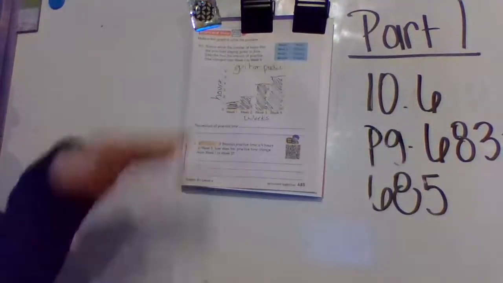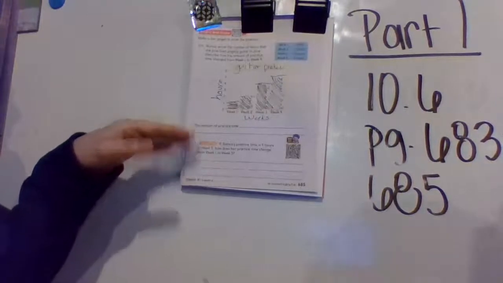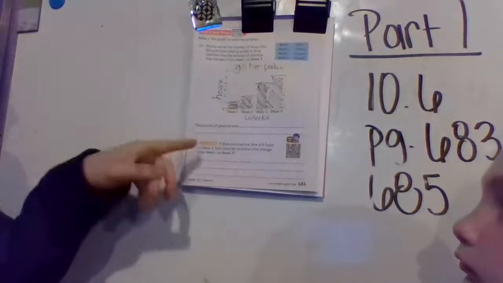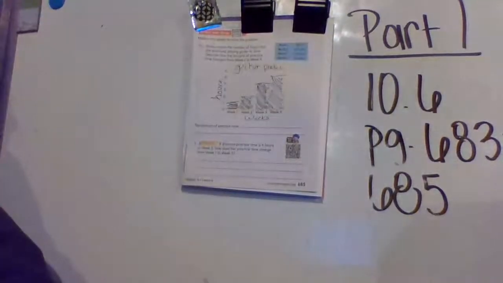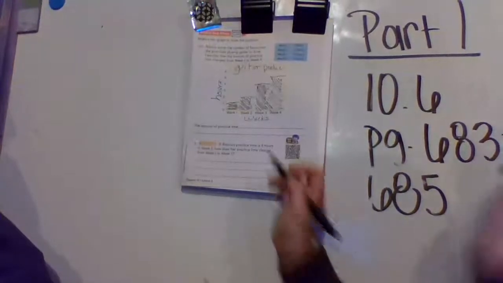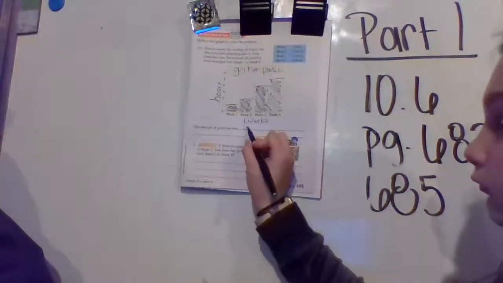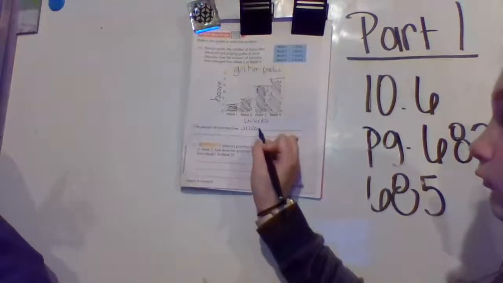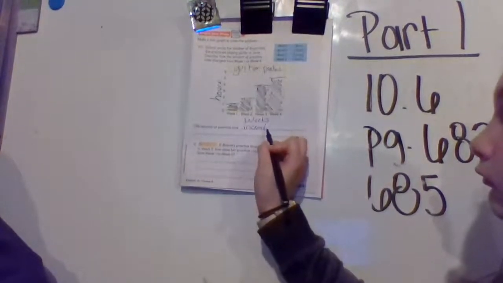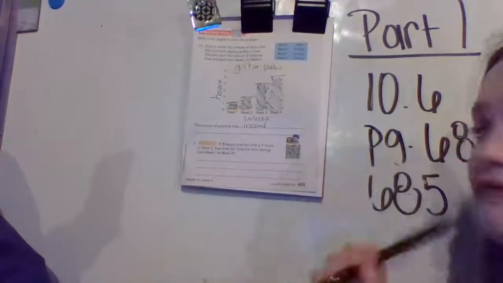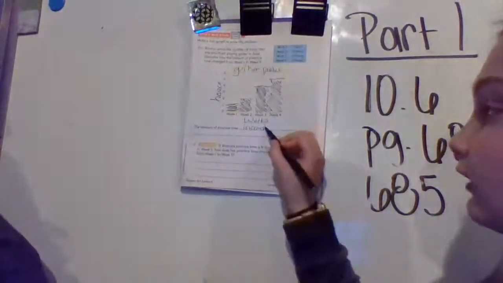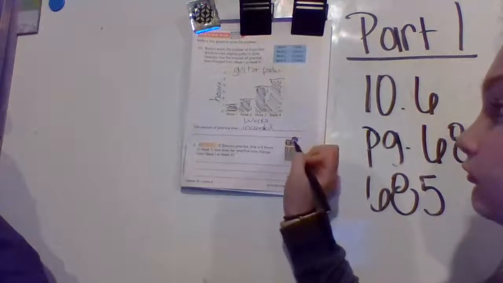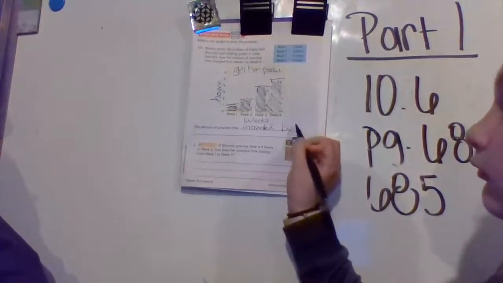And the question is, how did the amount of practice time change from week 1 to week 4? Did it increase or decrease? Increase. Okay, so we're going to write it increased. And how much did it increase by? It went from 1 hour to 5 hours. So how much did it increase by? It increased by 4 hours. That should be ED, not T. By 4 hours.